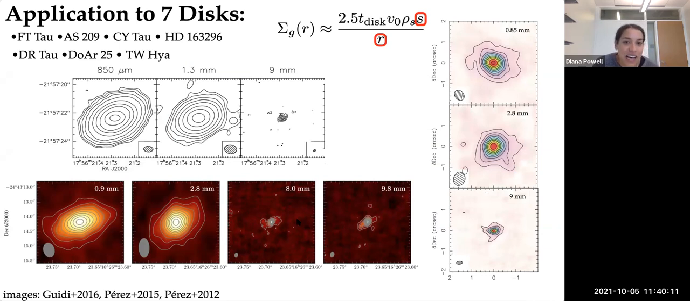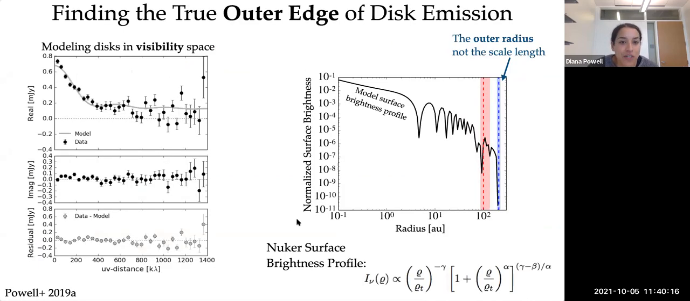And as a technical aside, this is how we're actually measuring the disk outer edge, which is an important measurement as it's one of the fundamental quantities in our modeling. So that's the maximum radius in which particles of a given size are present.